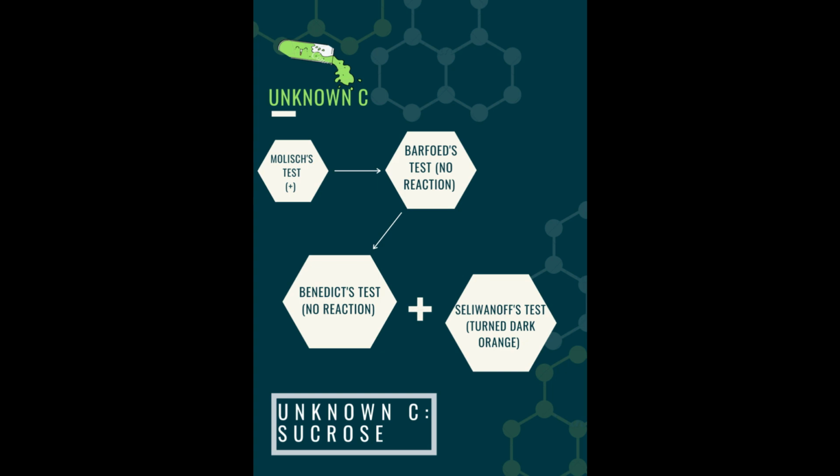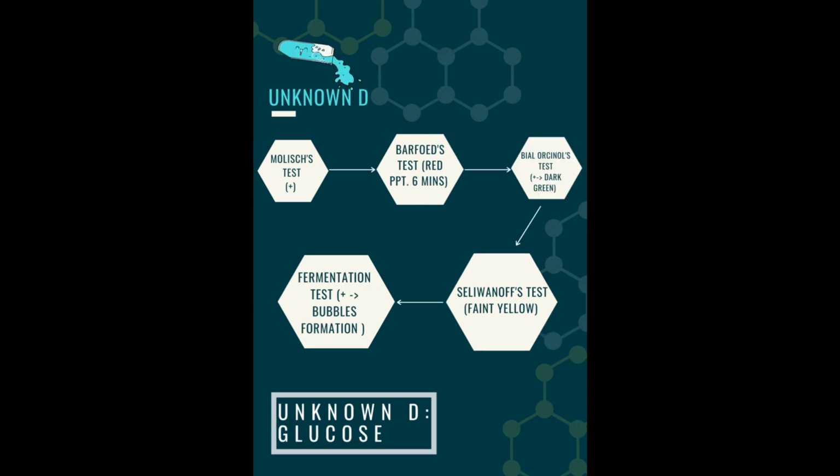Next, for unknown C, Molisch test, positive. Barfoed's test, no reaction, so we proceed to Benedict's test. It has no reaction too, so the sugar is sucrose. But they also performed Seliwanoff's test, and it turned dark orange. This is because sucrose is a disaccharide and it contains fructose, thus the formation of that color. So, the conclusion, unknown C is sucrose.